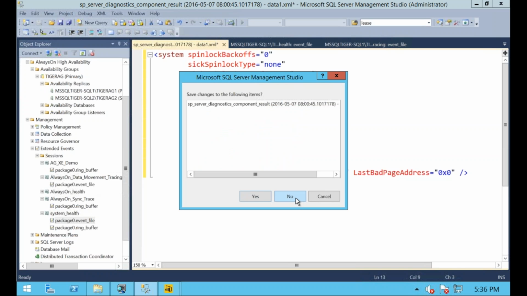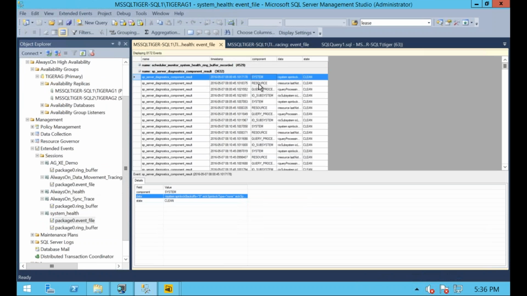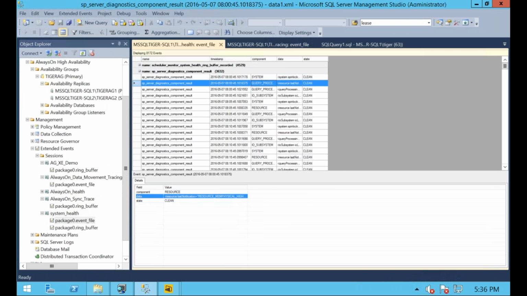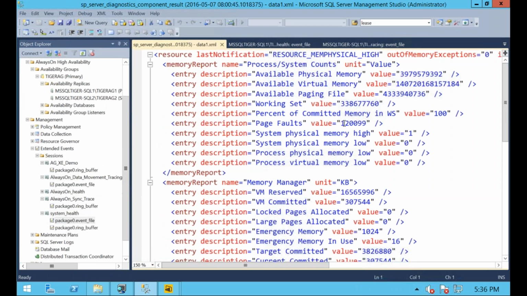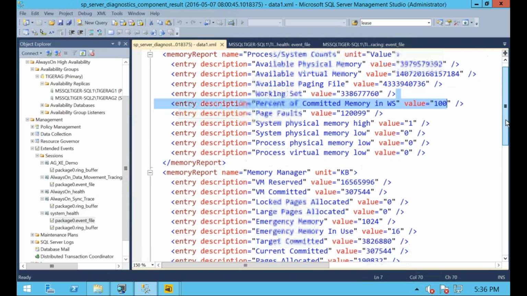If you look at some other component, for example, the resource component, now this is really good because it gives you a quick snapshot of what your system's health looked like at that time. How much physical memory was available, what was your working set consumption. If it's 100, it's really good. Then you are able to find out how was your memory usage. Was your physical memory usage very high? Was your physical memory usage very low? Were you experiencing any memory pressure?